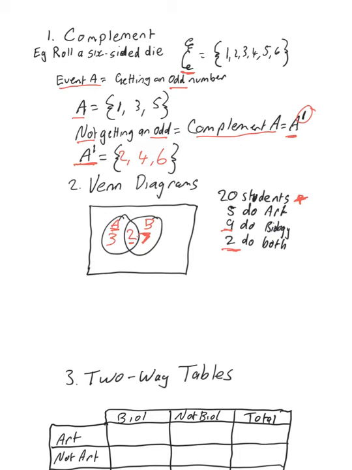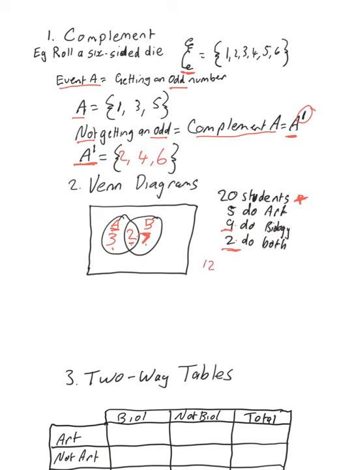Does that account for all the students? If we just add them up this way, 5 plus 9 plus 2, we would get 16, so it's not 20, but that would be incorrect anyway. We'd be double counting some of the students. Here we go, look: we've got 3 students doing art only, 2 doing both, 7 doing biology only. That's 12 altogether.